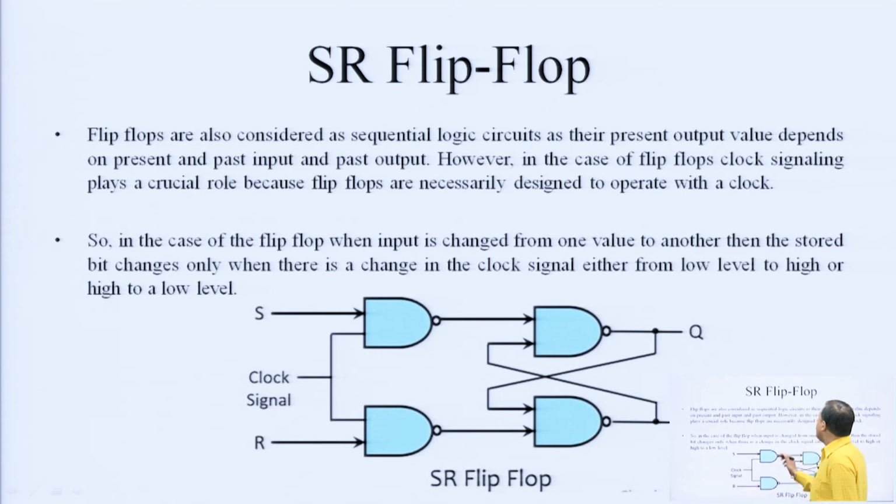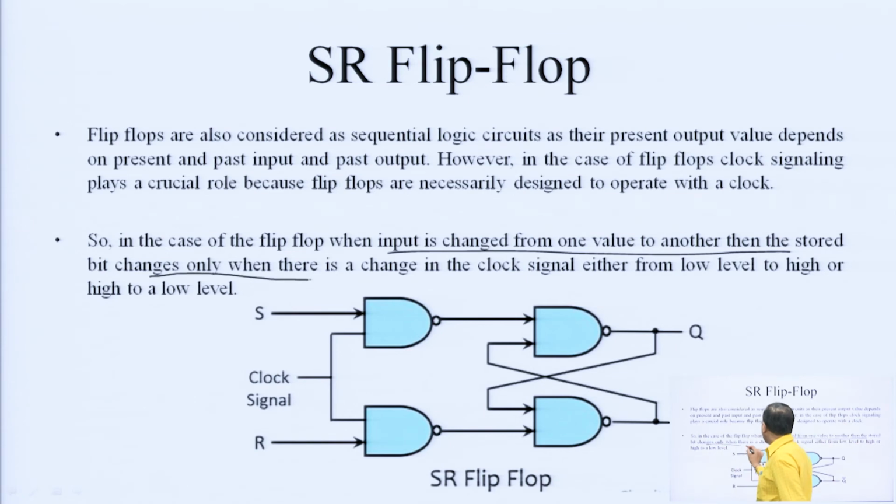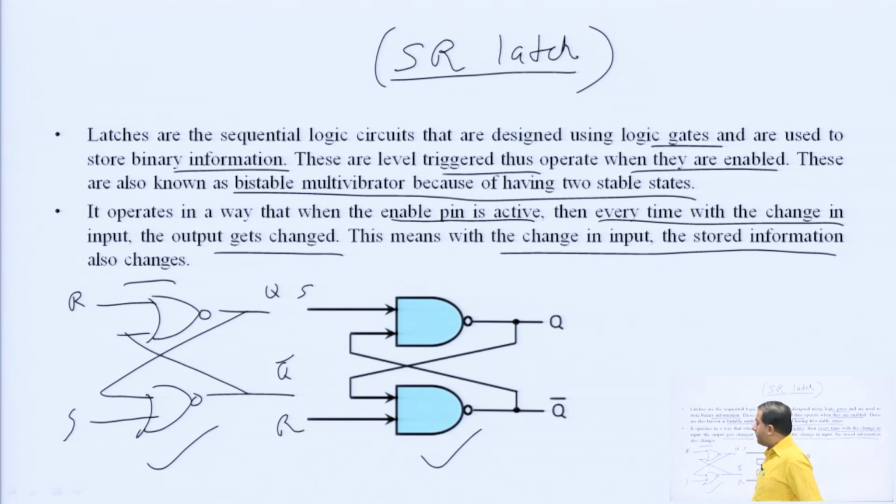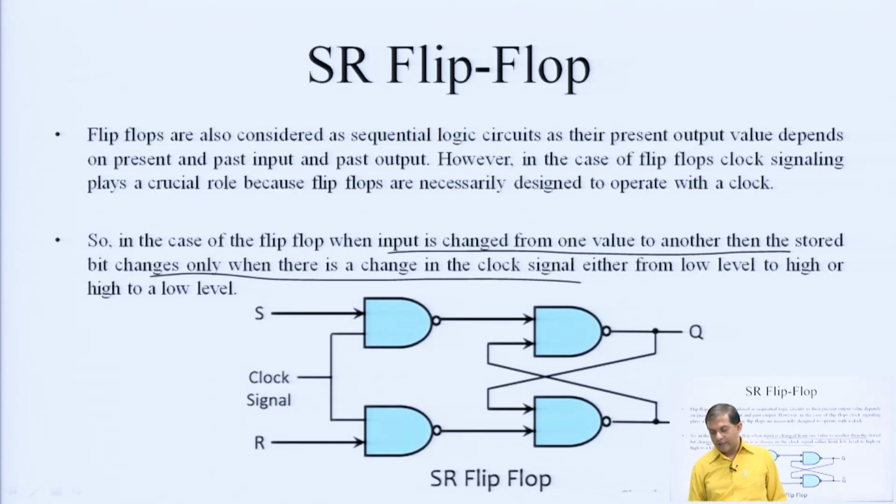In a flip flop, when the input is changed from one value to another, the stored bit changes only when there is a change in the clock. But in the SR latch, whenever there is a change in input, the output gets changed. That means with a change in input, the stored information also changes. This is the drawback of the SR latch. In the SR flip flop, when the clock is also changed in addition to the input, only then will the stored bits change. This is the basic difference between SR latch and SR flip flop.